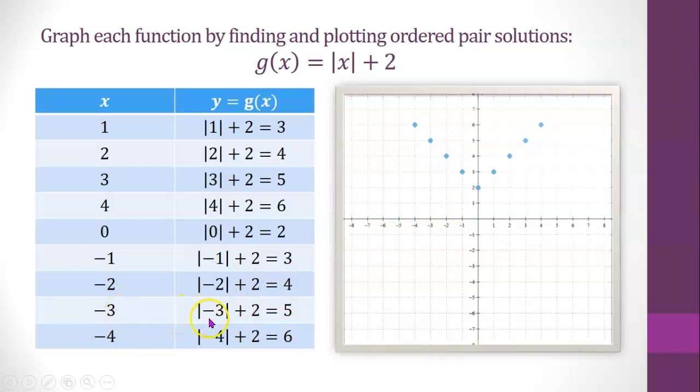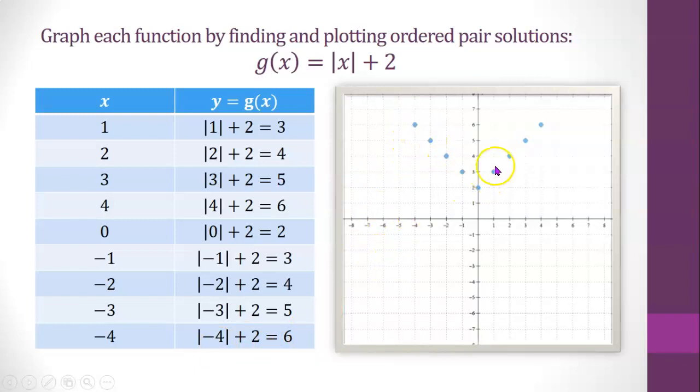If x is negative 3, the absolute value of negative 3 is 3. 3 plus 2 is 5. We get a point at negative 3, 5. If x is negative 4, the absolute value of negative 4 is 4. Plus 2 is 6. There's our point at negative 4, 6.